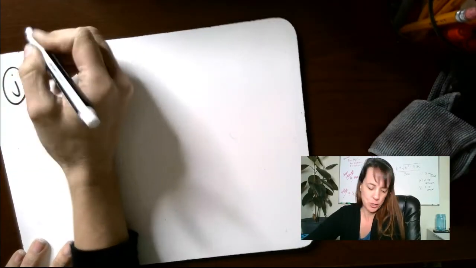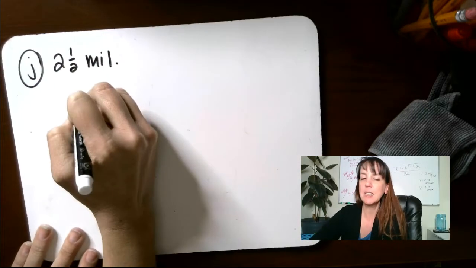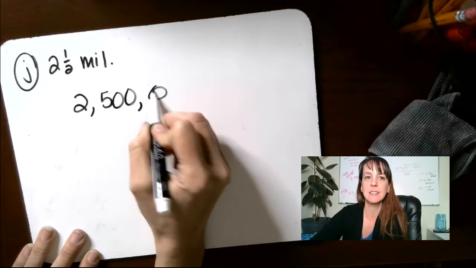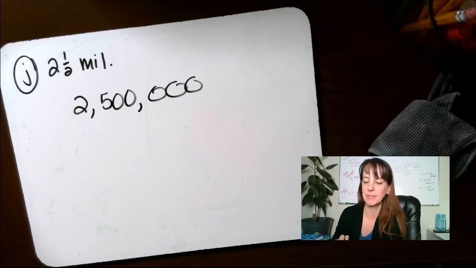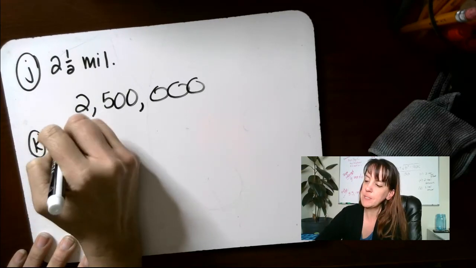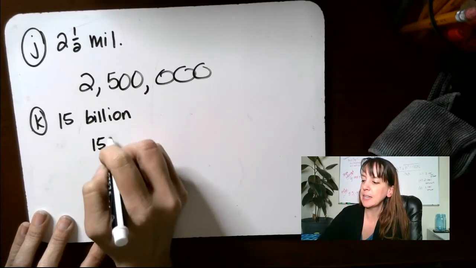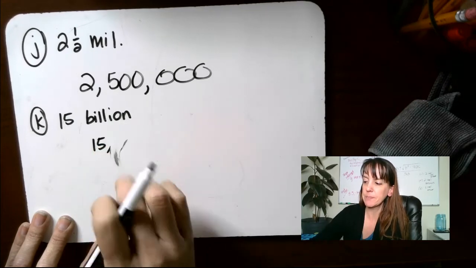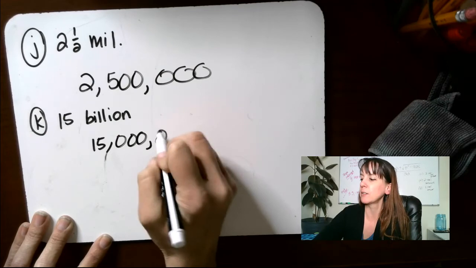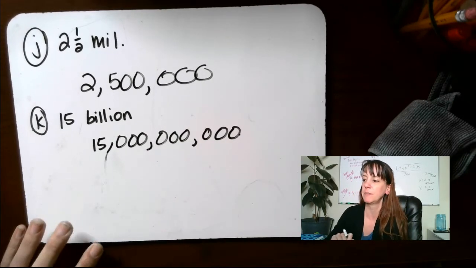So for J, we have 2.5 million. So that's going to be 2,500,000, and then a bunch of zeros until we get to the end. Okay. 15 billion. So this one's going to be 15 billion, and then we have to do zeros until we get to million. Then we have to do 1, 2, 3 zeros till we get to thousands, and then 1, 2, 3 zeros until we get to our decimal.